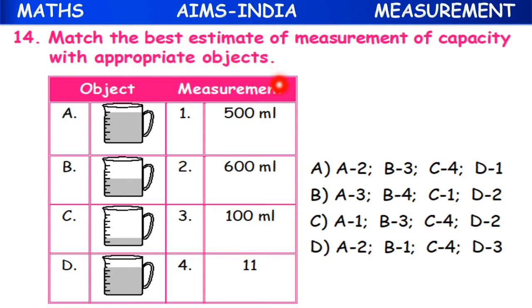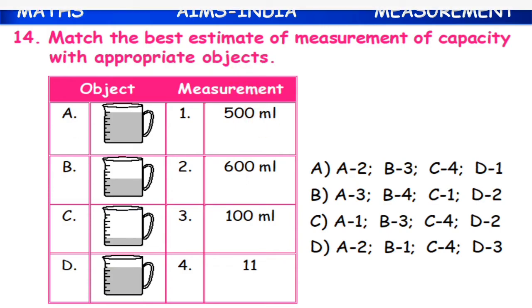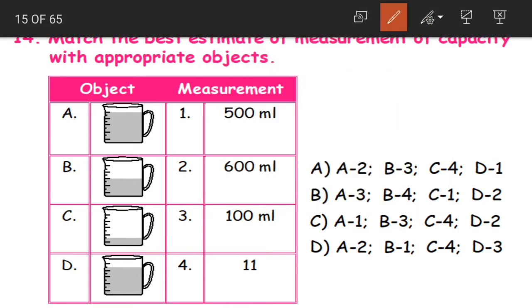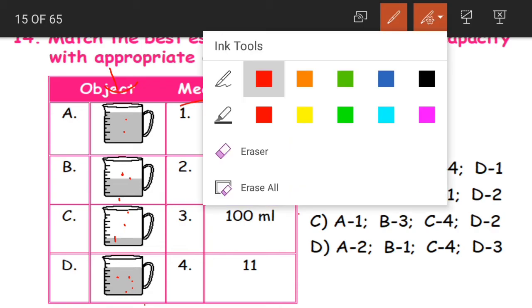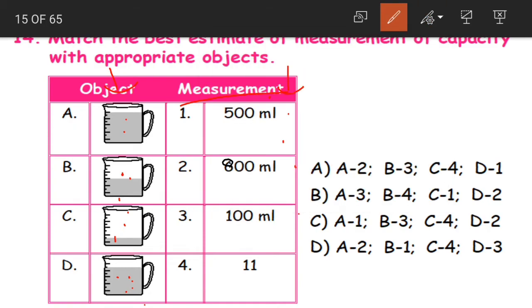Which match the best estimate of measurement of capacity with the appropriate objects? With the appropriate objects, children. Here let me make it as 800. Okay. Now here what do we have? In the objects we are having measuring jugs with different quantities of liquid in it, and then in the column measurement we are having different measurements given. This is 1 liter. Option D is 1 liter, 1 L.